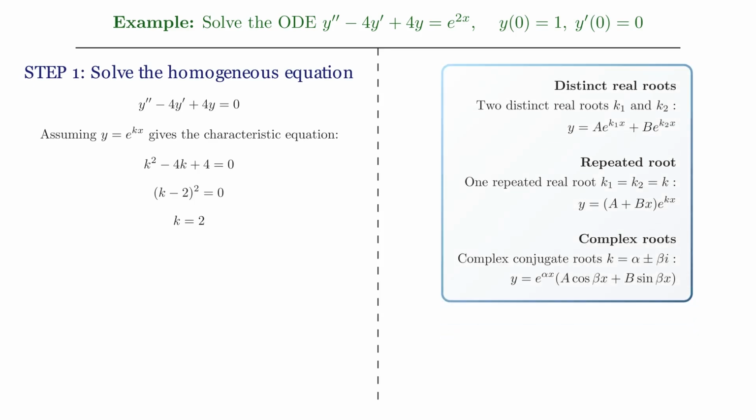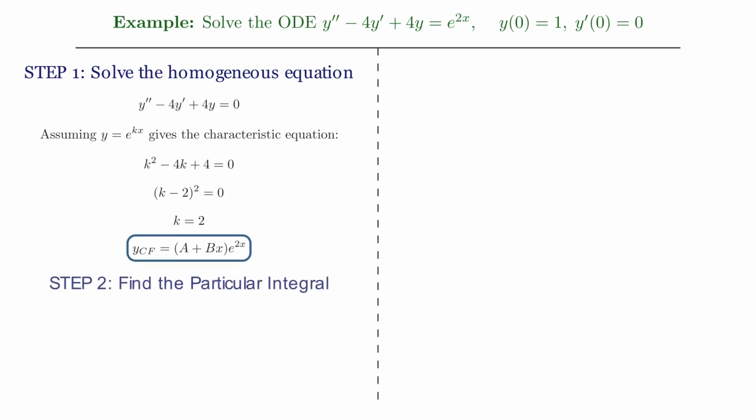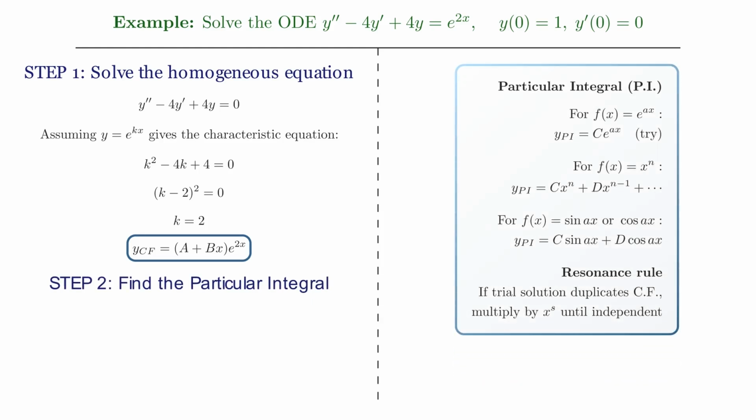In the case where the characteristic equation has a repeated real root, we know that the complementary function is going to be y = (a + bx) e^(2x). The next step is to find the particular integral. We know the particular integral is going to be of the same form as the right-hand side. Since we have e^(2x) on the right-hand side, we're going to expect the particular integral to be of the form e^(2x).